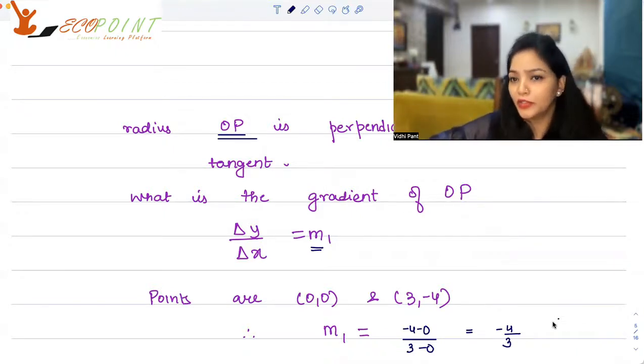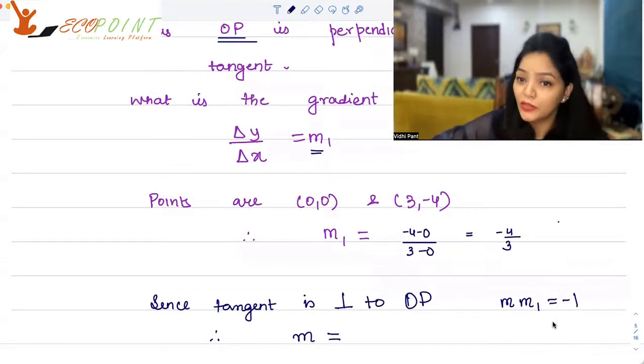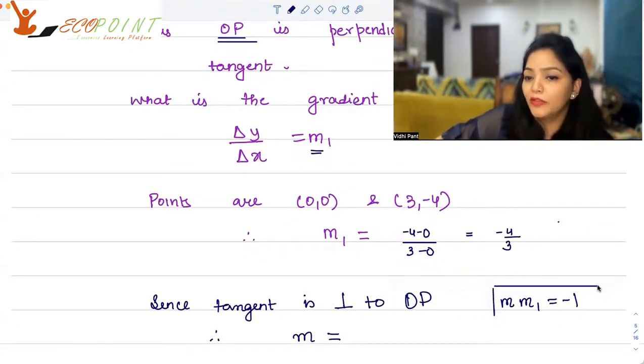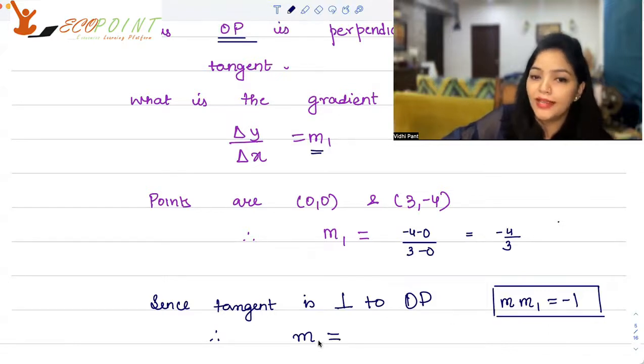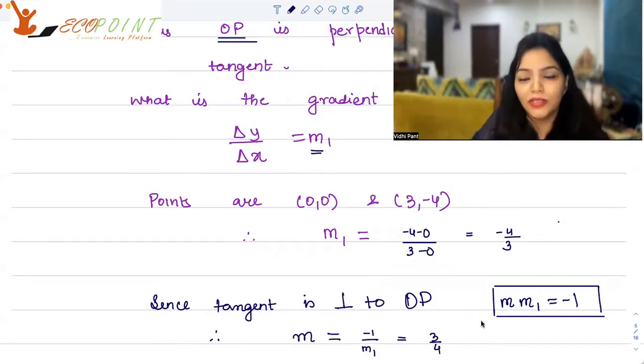Now, if 2 lines are perpendicular to each other, do you know the relation between the slopes? Yes. M1 into M2 will be equal to -1, right? The condition of orthogonality. Since the tangent is perpendicular to OP, the slope of the tangent is M and the slope of the perpendicular is M1. The product should give you -1, which means M is -1 upon M1, which will give you 3/4. So the slope of the tangent with this method is 3/4.